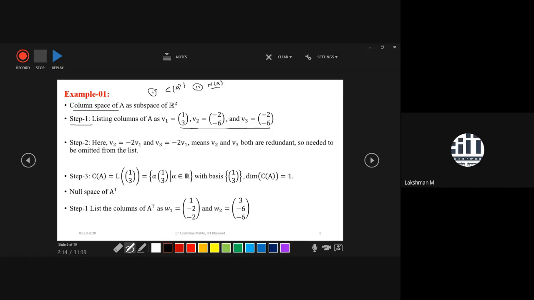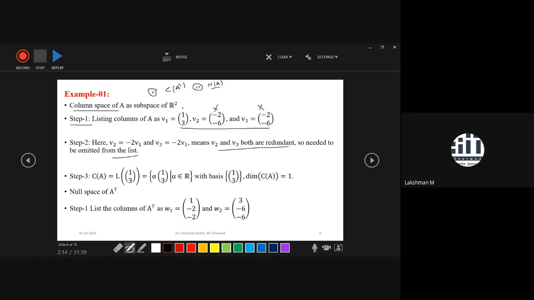So here, through inspection, again we come to know that V2 is minus twice of V1, and V3 is minus twice of V1. So V2 and V3, these two are redundant vectors or redundant columns. So we need to remove them from the list. So we removed V2 and V3 both.